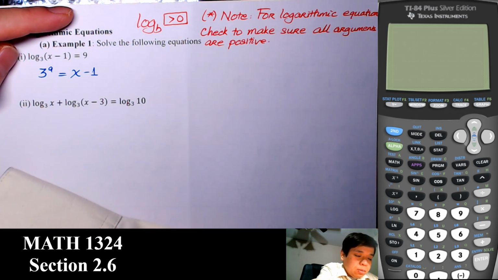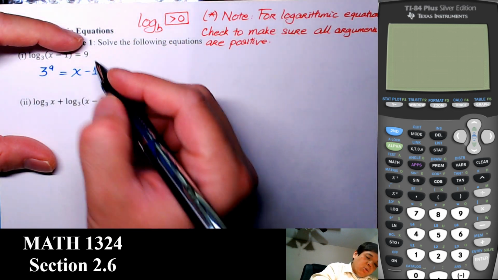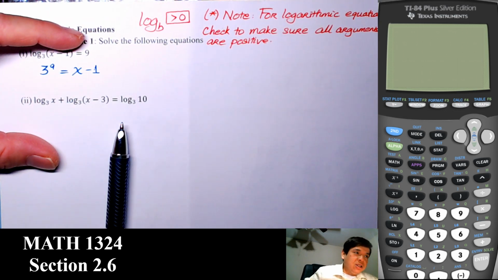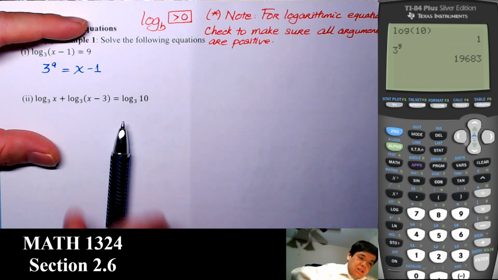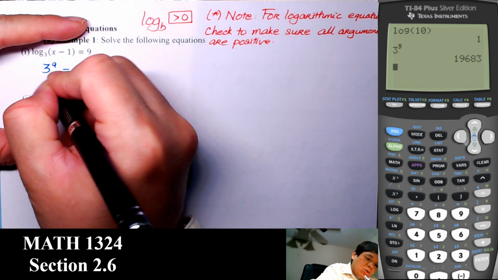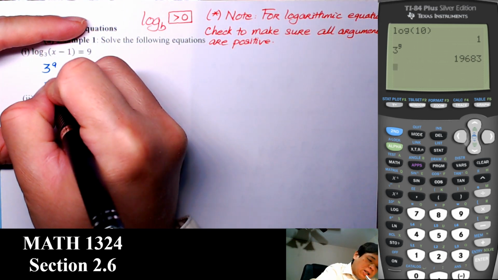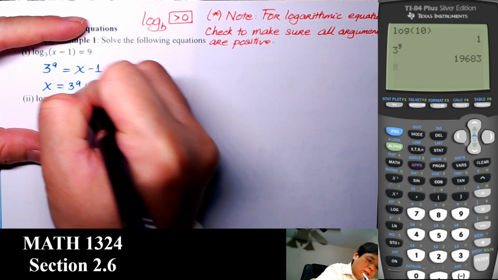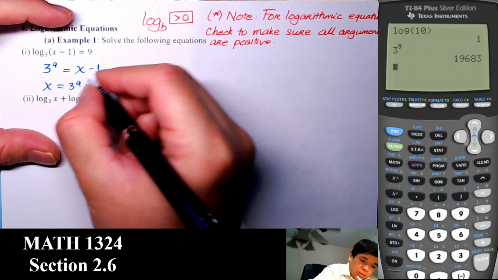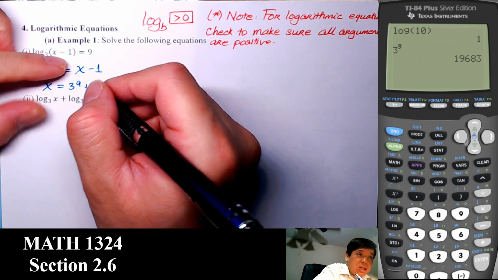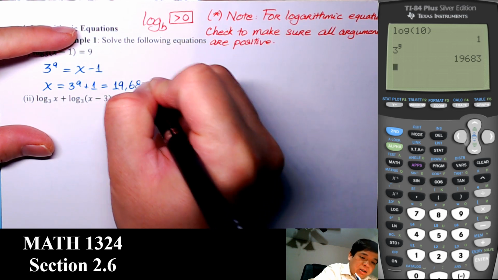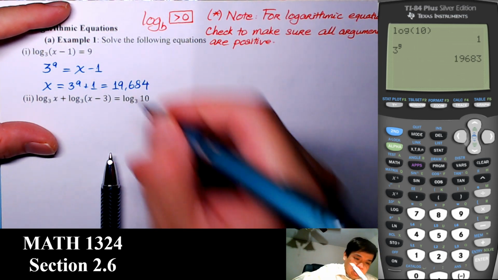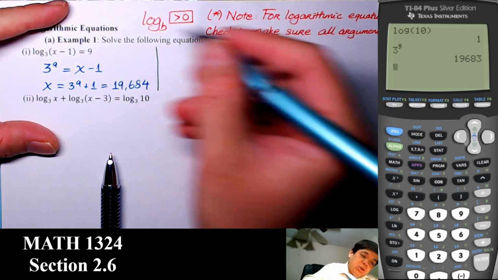Right? And now we just plus 1 on both sides. So 3 to the 9, whatever that is, that's a very big number. And then we just plus 1 on both sides. So we have x equal to 3 to the 9 plus 1, which is 19,683 plus 1, so that will be 19,684. Right. Remember, we need to check.